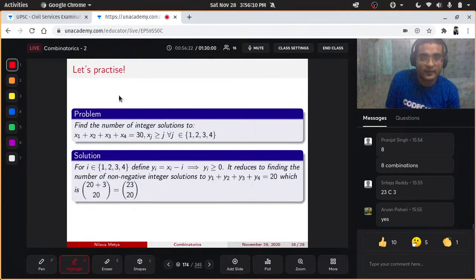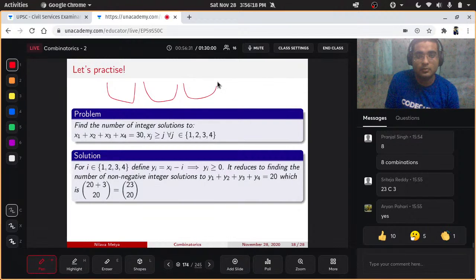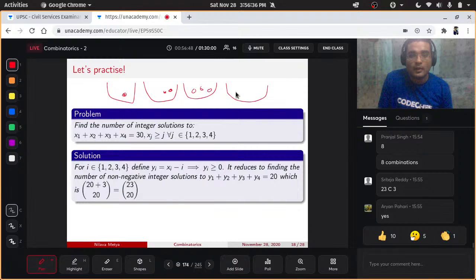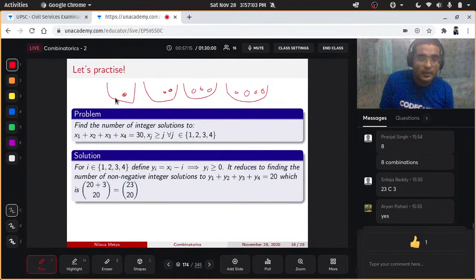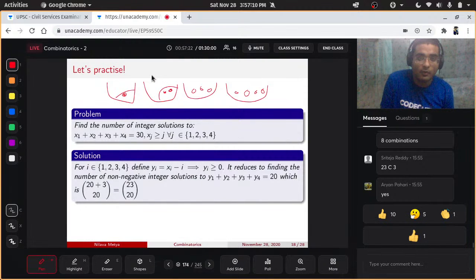So initially you have these 4 boxes: 1, 2, 3, and 4. What you do is you put 1 ball in the first box, 2 balls in the second box, 3 in the third, and 4 in the fourth. So in this box, if you had a total of x1 balls, discounting this ball, how many more do you have? You have x1 minus 1, right? Similarly, for the second, you have x2 minus 2 balls more, which I'm calling y2. So this extra part is y2, and this extra part is y1.